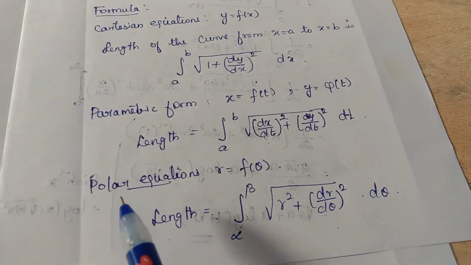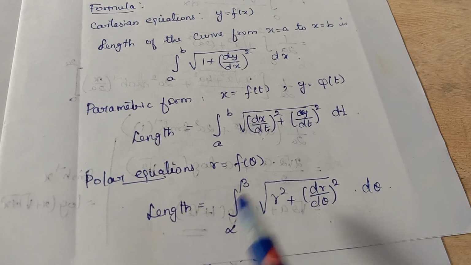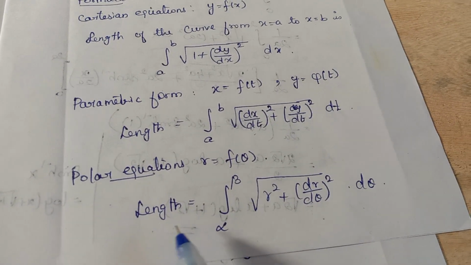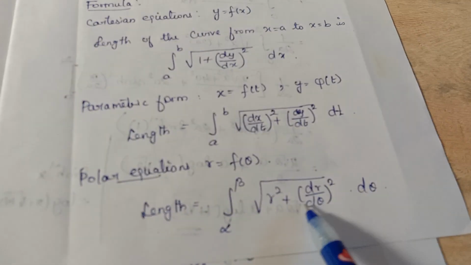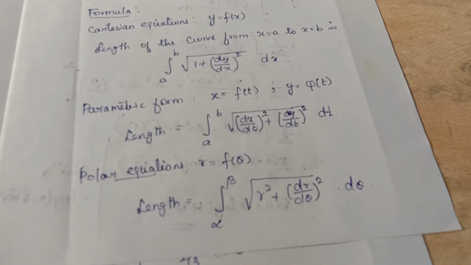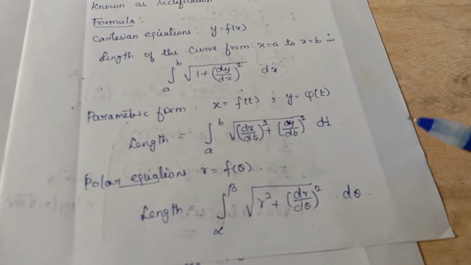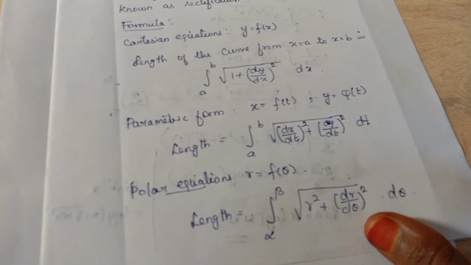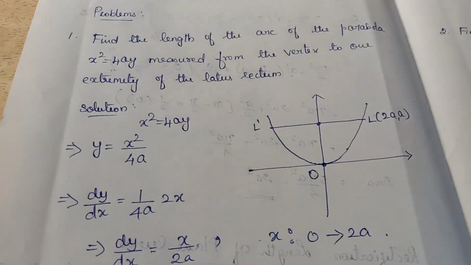Suppose the equation of the curve is given in polar form, r equal to f of theta. In that case, the length of the curve is given by integral alpha to beta square root of r square plus dr by d theta the whole square into d theta. So these are the three different formulas for finding the length of plane curves. Now let's see the problems in each of the above mentioned formats.